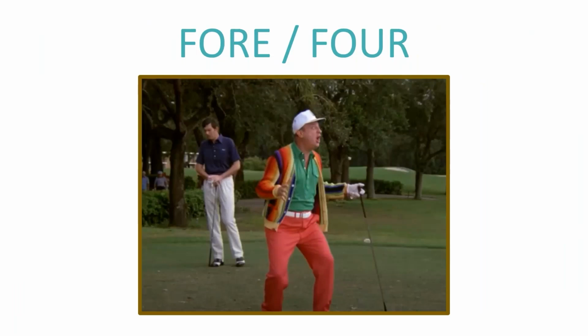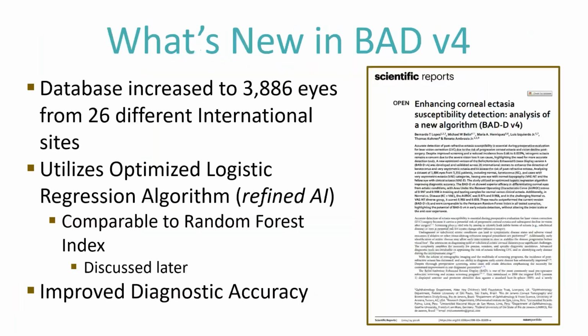Finally, let's go into, towards the end, what to expect with the version 4 that hopefully will come out shortly. So what's new in the BAD version 4? First, the database was increased dramatically to almost 4,000 eyes from 26 different international sites. It utilizes what we call an optimized logistic regression algorithm. Again, nowadays you would call that refined AI.